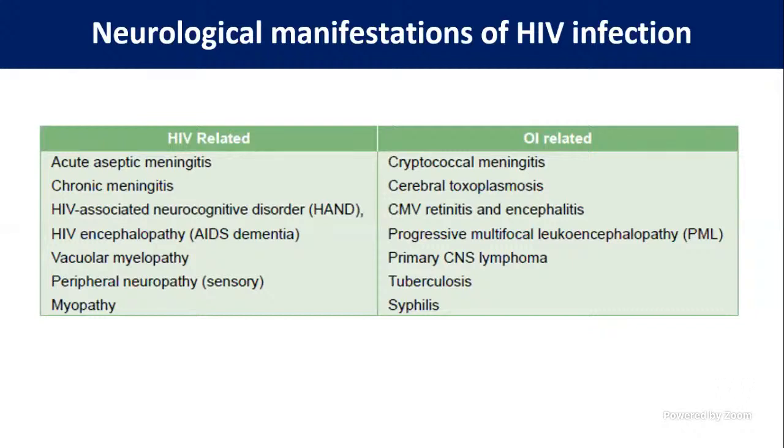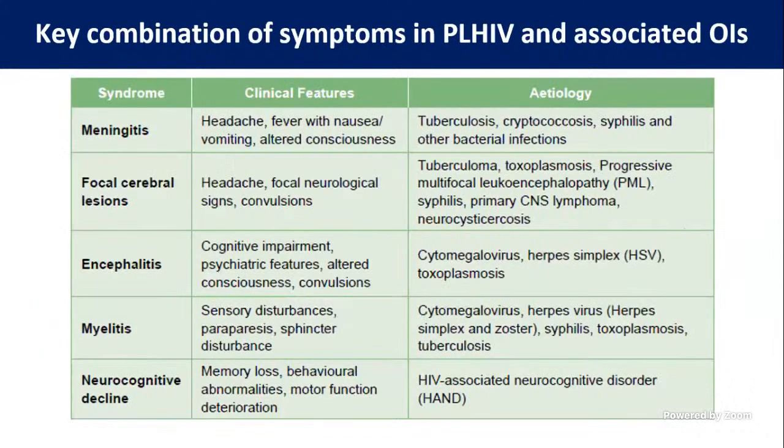The numerous opportunistic infections which can affect the nervous system are cryptococcal meningitis, cerebral toxoplasmosis, CMV retinitis and encephalitis, in addition to dissemination of the CMV infection. Another very important OI is progressive multifocal leukoencephalopathy, also called PML, along with primary CNS lymphoma, CNS tuberculosis, and CNS syphilis. Next. We can see both HIV-associated manifestations as well as OIs related to HIV, and both are seen equally in people living with HIV.